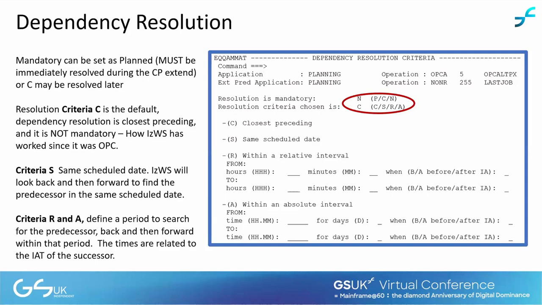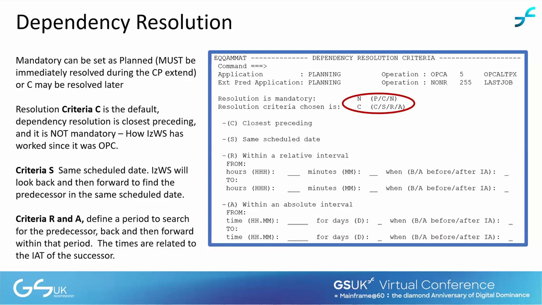So I generally use C, which just means that it can come along later. Okay. And that means that it could be something that's going to be added dynamically, like an ETT, or it's going to come in with the next current plan extend. It's just that it's not there now. Closest preceding, as I said, that's the default here, but you could have same scheduled date.